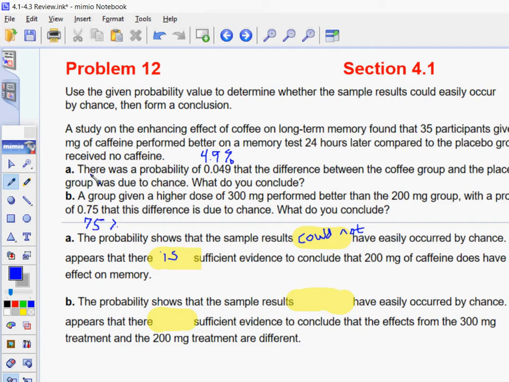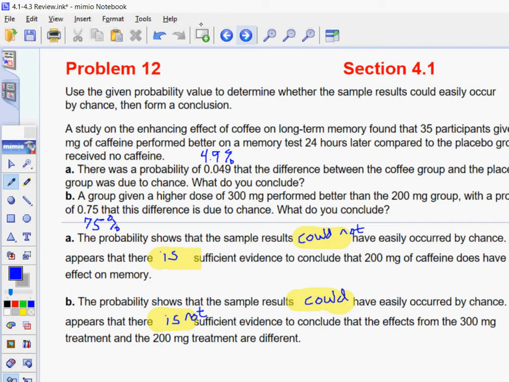75% chance. What? 75% likelihood that this is just due to chance? This is a good chance this is just due to chance. The probability shows that this sample result could or could not have easily occurred by chance. It could very well have just occurred by chance, because there's a 75% likelihood of that. It appears that there is not sufficient evidence to conclude that the effects from the 300 milligram treatment and the 200 milligram treatment are different.